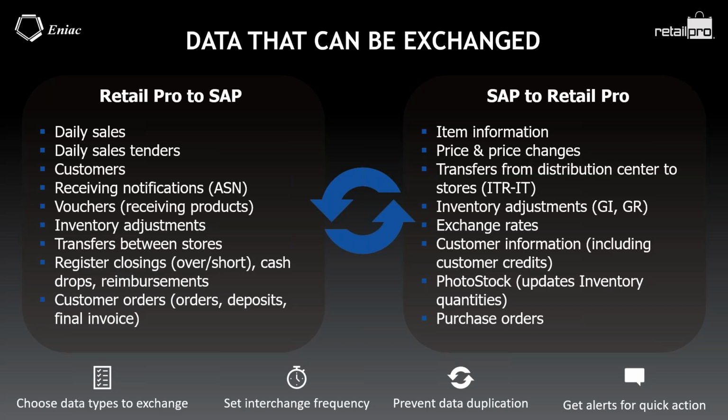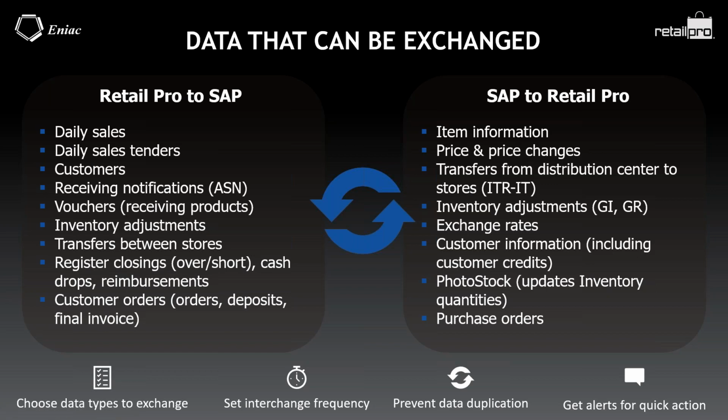We also manage purchase order documents. So this list is not a fixed list. We can send any type of document that you have in SAP, any type of data information in SAP that is required by Retail Pro to fulfill the sales, we can send it from SAP to Retail Pro. And then if you see in the left side is what we have to send from Retail Pro to SAP to keep both systems synchronized.